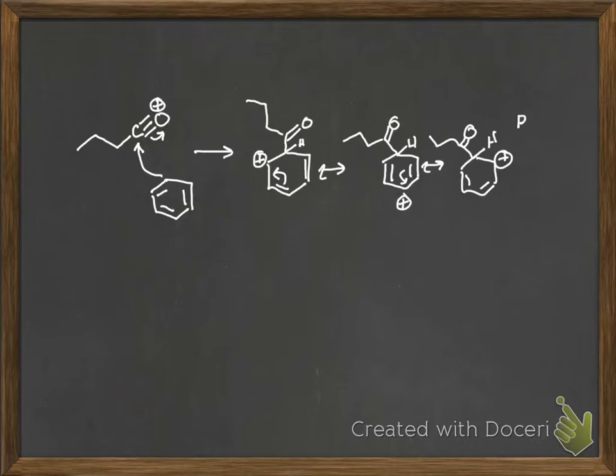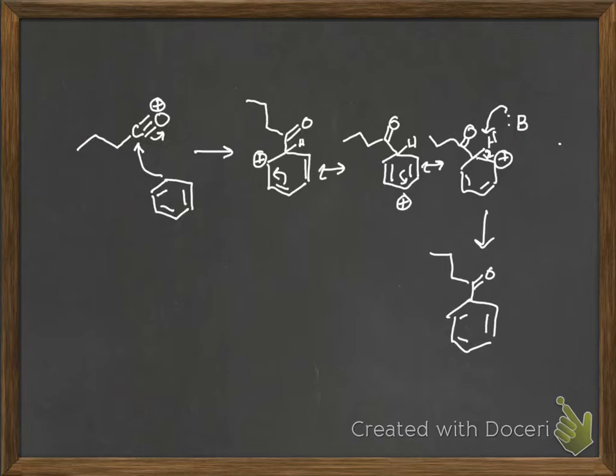And then finally, the base pulls that off. And then there we go. The electrons go down for the E1 elimination, and you have made this, your aromatic ketone. This will work with pretty much any acid chloride you've got in your system.